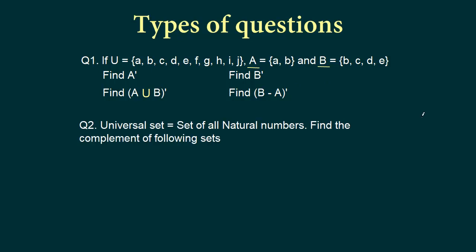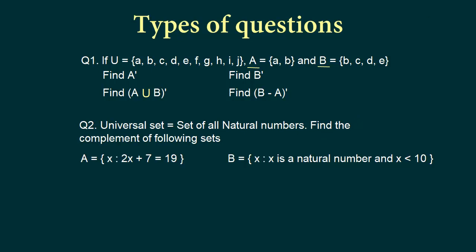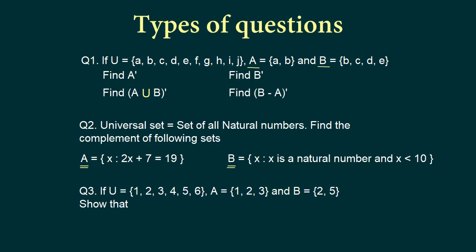Then we will take a look at questions where we are given a universal set and we have to find the complement of two sets. Here we are given two sets in set builder form, and we are going to find the complement of each of these two sets. Then we will move on to the last type of question, where we are given a universal set, and two sets A and B, and we need to show that the complement of A union B is equal to A complement intersection B complement. So these are the questions we are going to solve in this video.